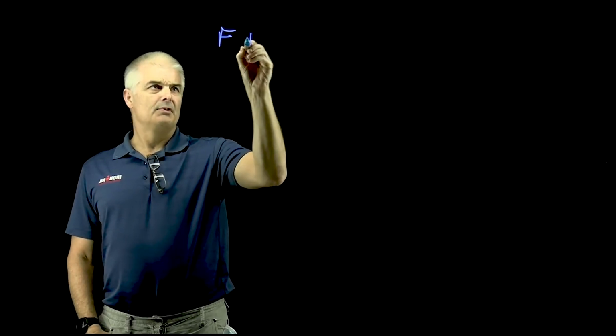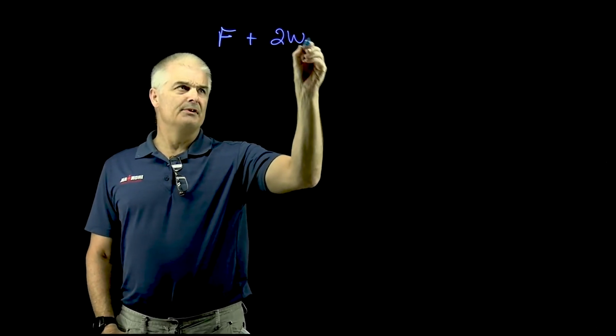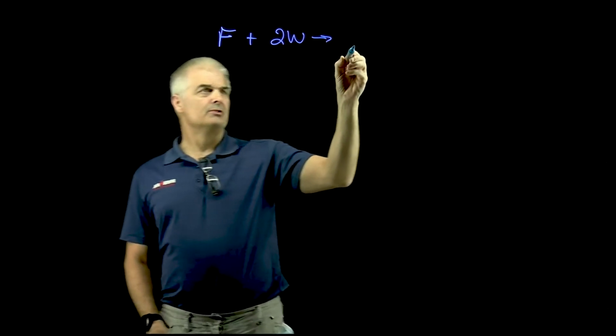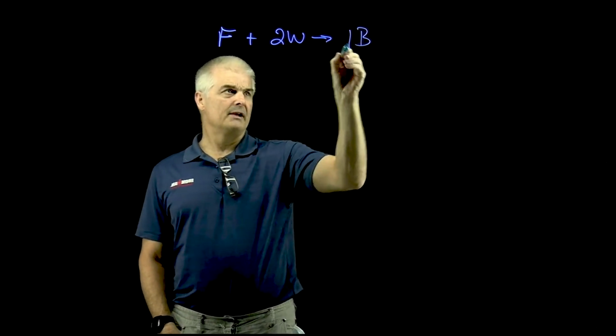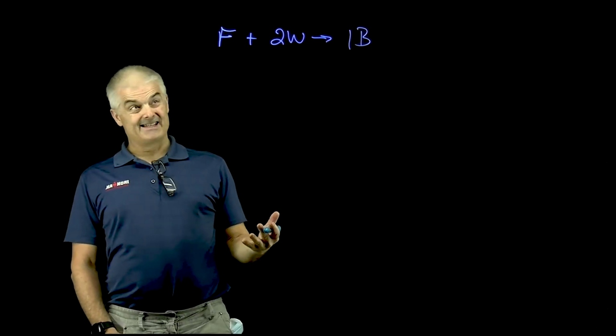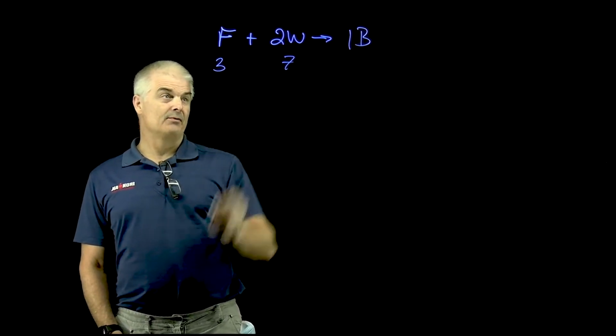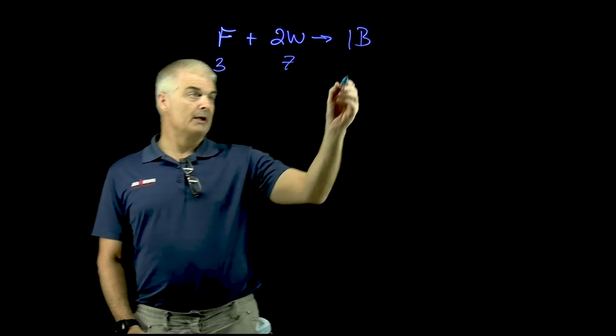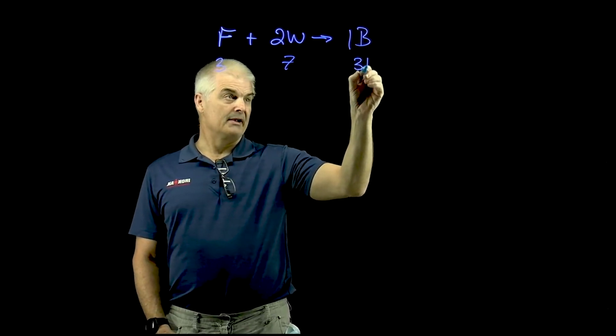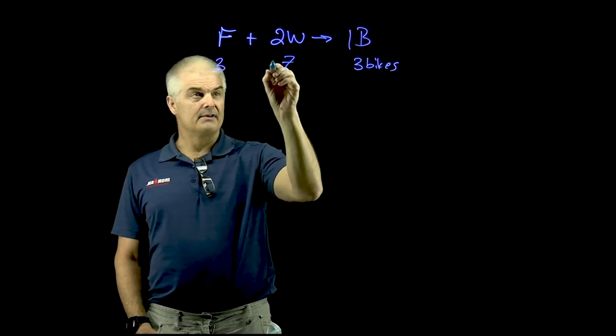So we've already learned about stoichiometry, right? We've got recipes. So in that case, with the recipe, which was what? We had F plus 2W turned into 1 bike, right? And in that case, we had 3 frames and we had 7 wheels, but we were only able to make 3 bikes. And we had 1 of these left over.